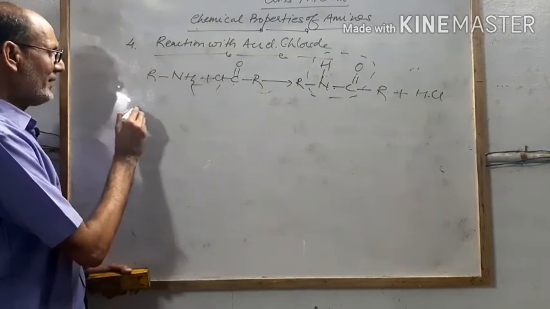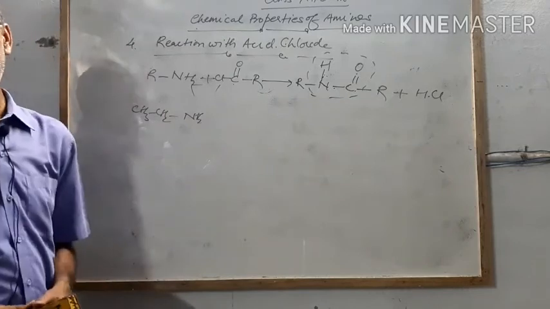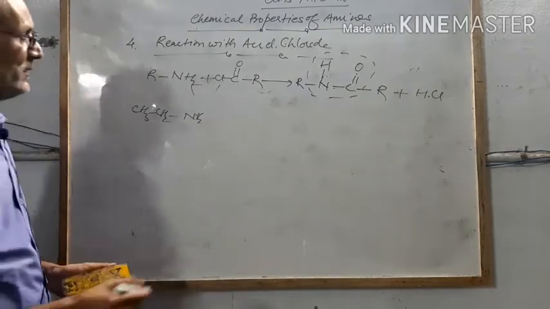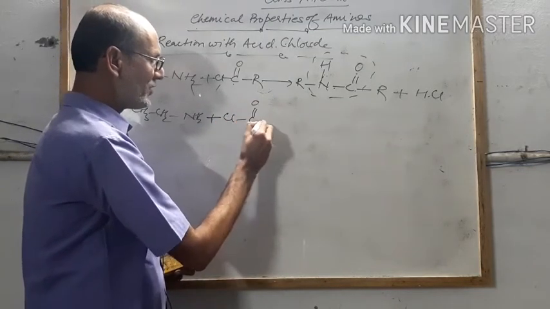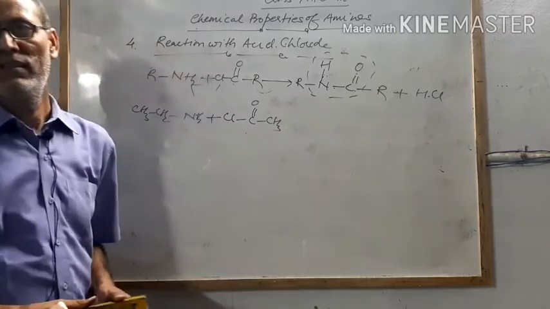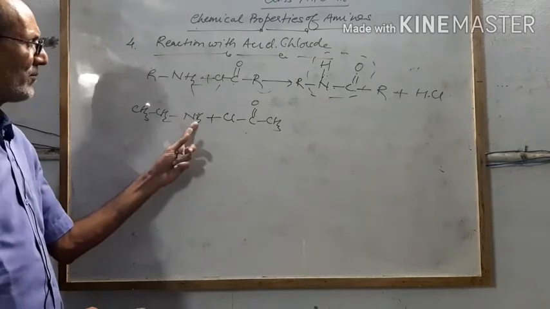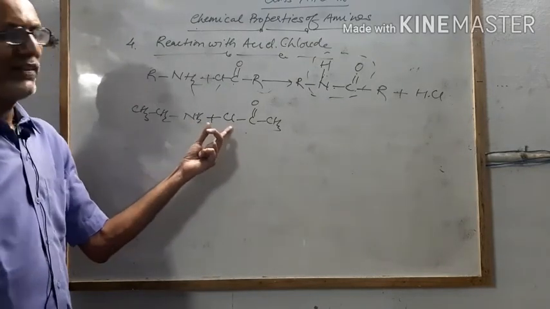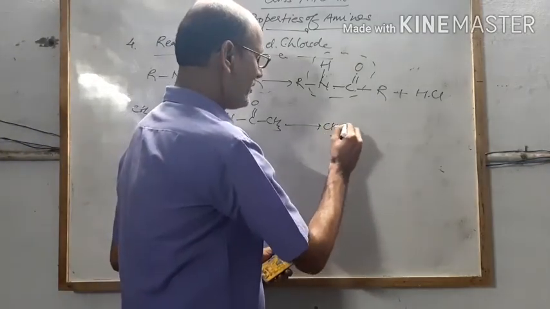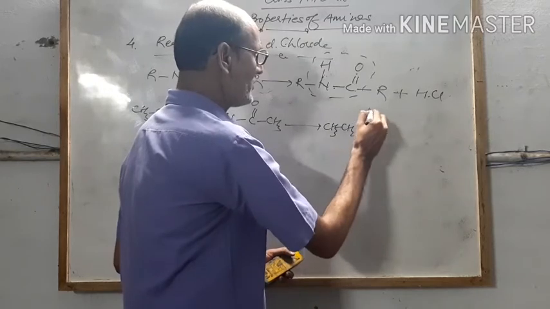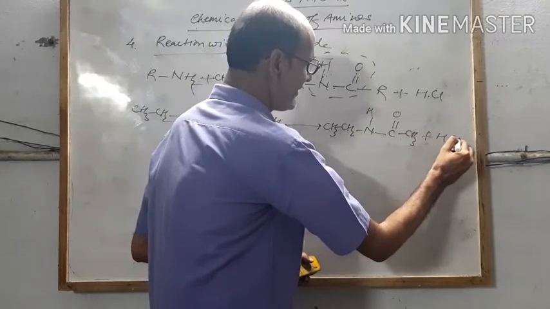On writing the example, CH3-CH2-NH2 is ethanamine. If you use Cl-CO-CH3, what is the name of this? Acetyl chloride or ethanoyl chloride. One H from the amino group and one Cl form HCl. So CH3-CH2-NH-CO-CH3 plus HCl.